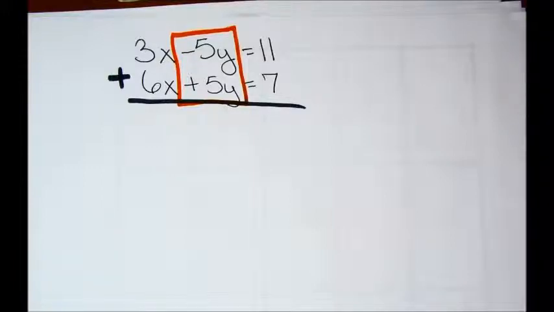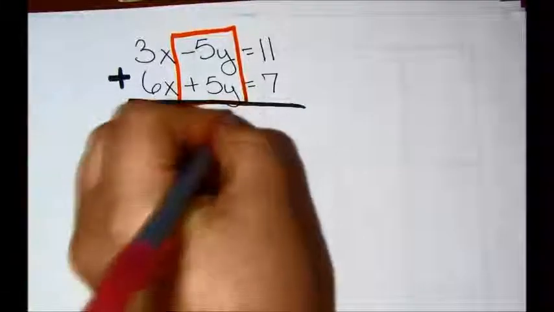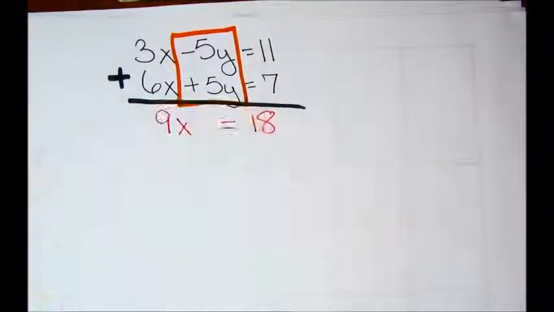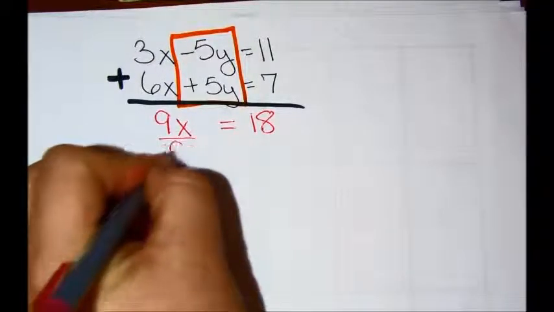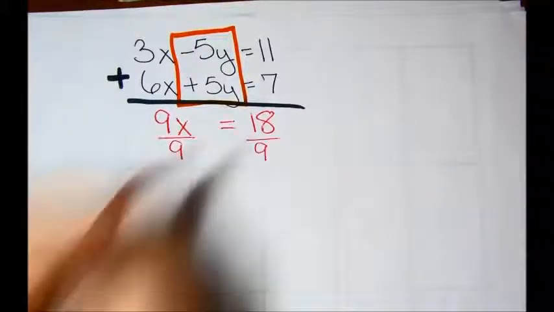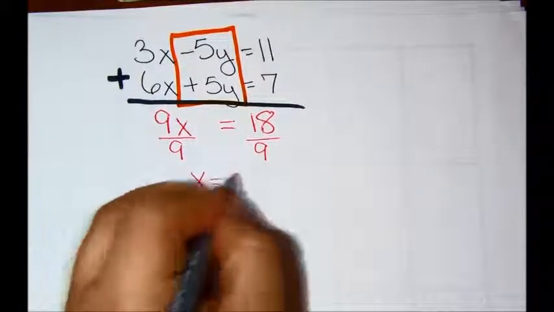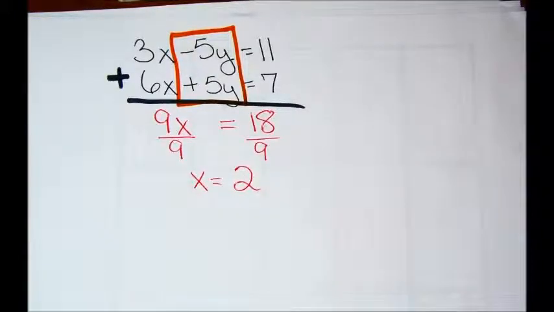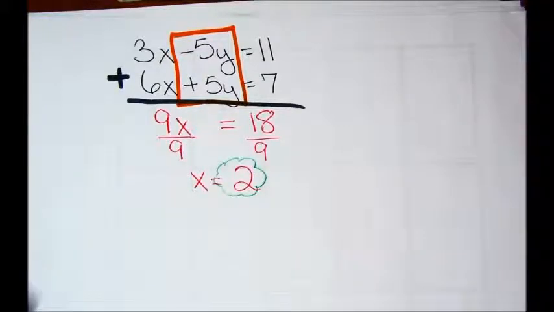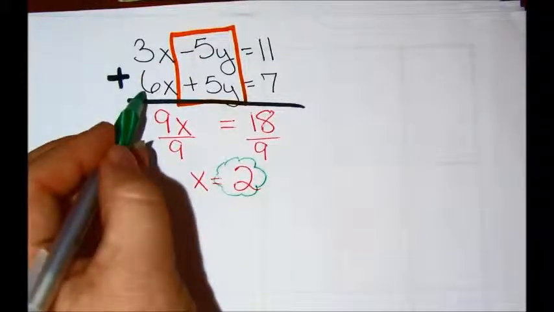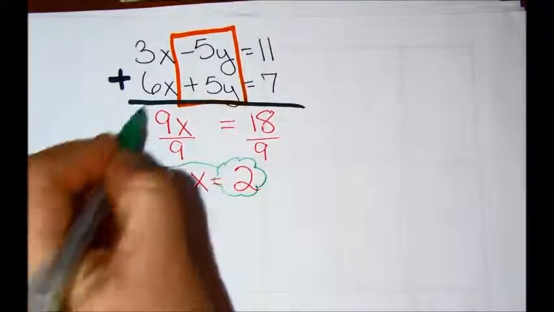So when I add these two together, I have 9x equals 18. A really simple one-step equation that you can solve. So to get x alone, I'm going to divide by 9. And I get that x is equal to 2. Now the steps for substitution and the steps for elimination merge because we're going to do the same thing from here on out. You're going to take what x equals and pick one of these equations to plug in x for.